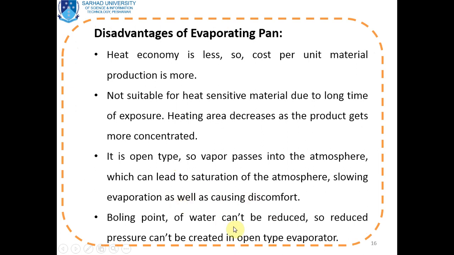The boiling point of water cannot be reduced. It is another drawback. Reduced pressure cannot be created in an open type of evaporator because it is open in nature, and in an open type of evaporator it is not possible to reduce the pressure, and ultimately the boiling point of water cannot be reduced in this open type of evaporator, that is the evaporating pan.